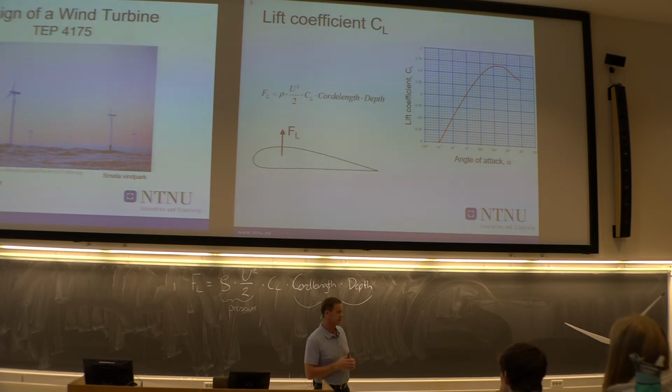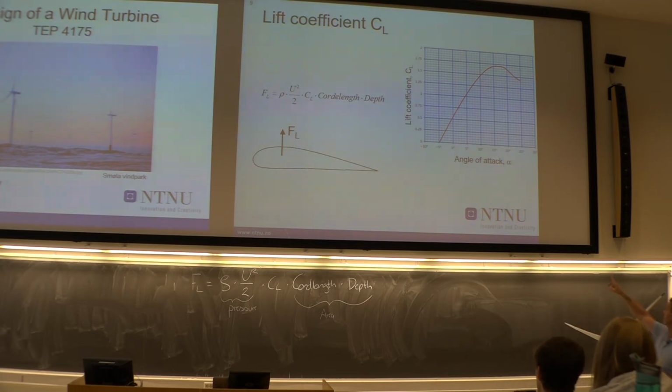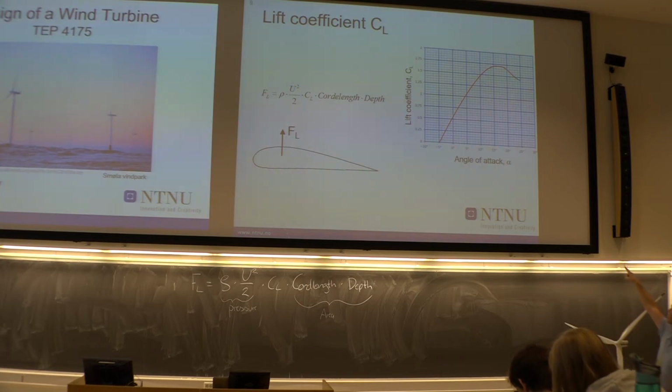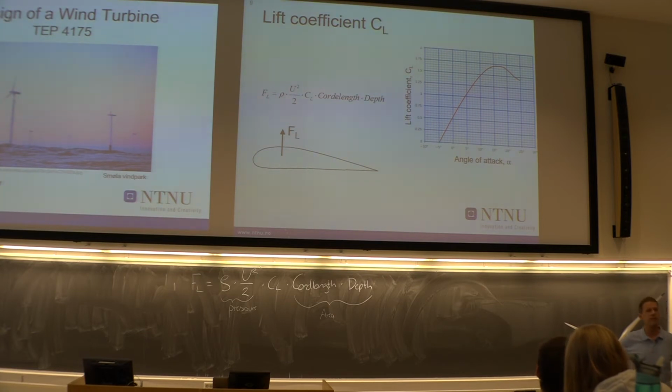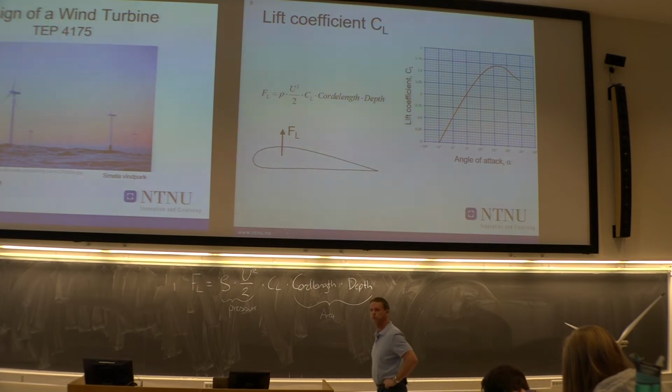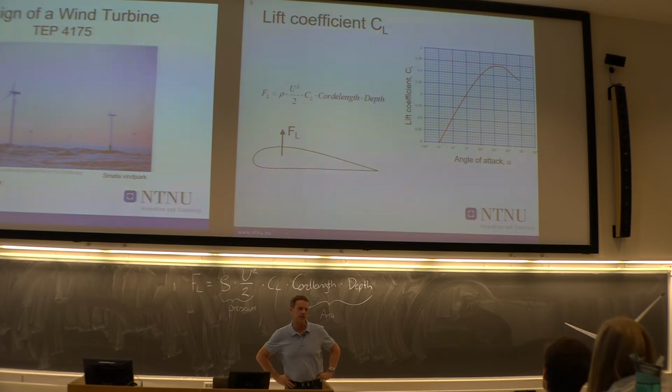The CL, lift coefficient, is a function of the angle of attack. And if you look at the graph to the right, you will see that based on angles of attack from -5 to 25 degrees, you will have different lift coefficients varying from 0 up to almost 1.7. But at one point it stops. It's not growing anymore, it's actually going down.